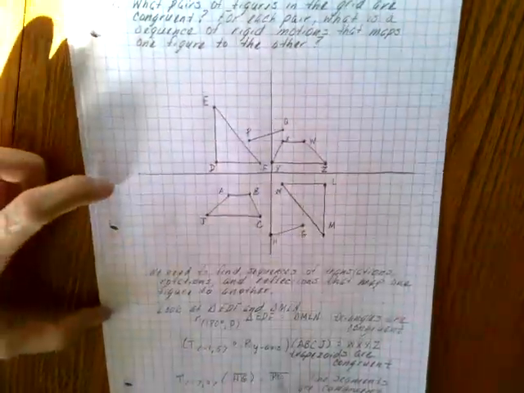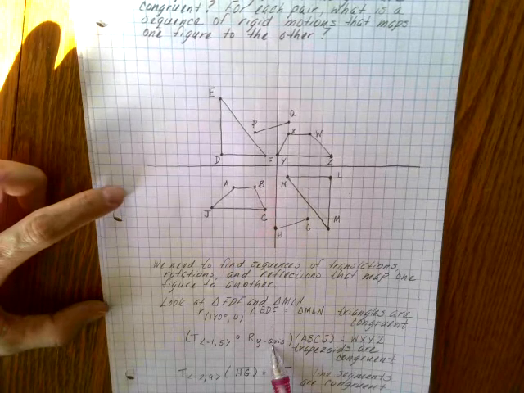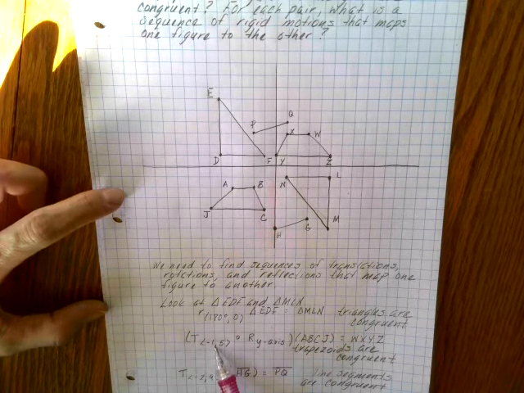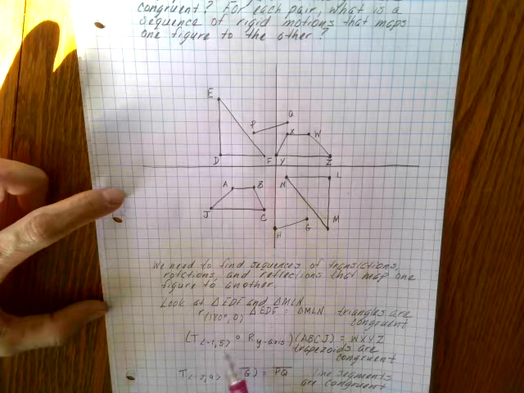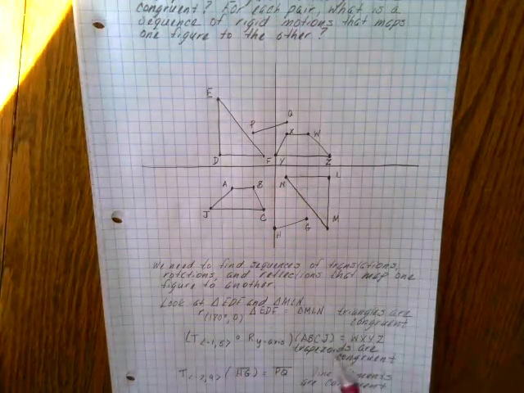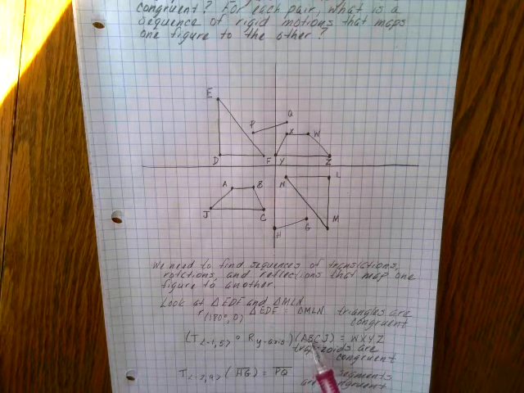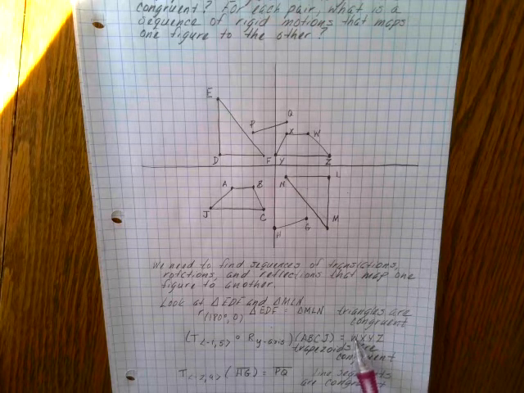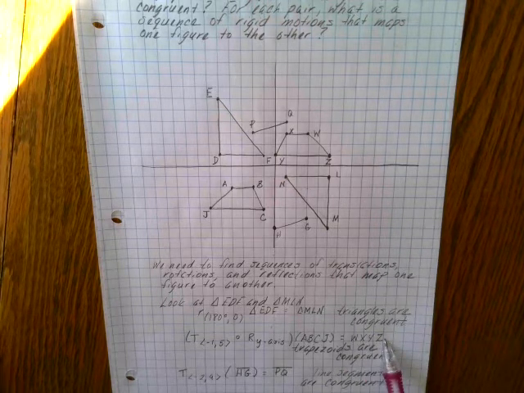So I'm going to reflect it over the y-axis, and then I've got to translate it left 1 and up 5. When I do that, I'm going to get trapezoids A, B, C, J, and it's going to be equal to W, X, Y, Z.